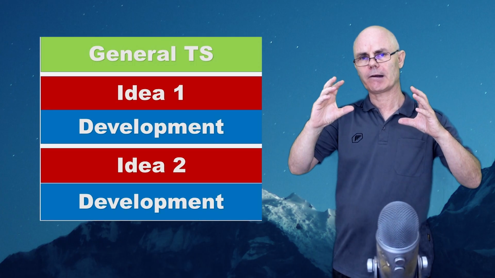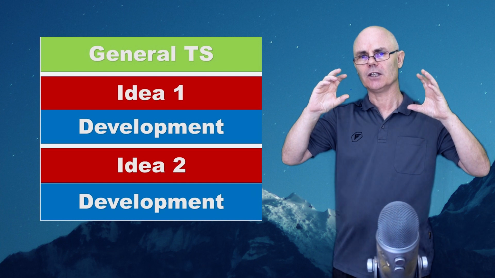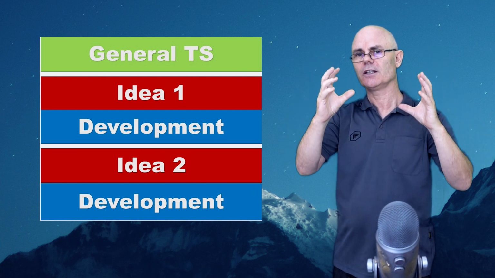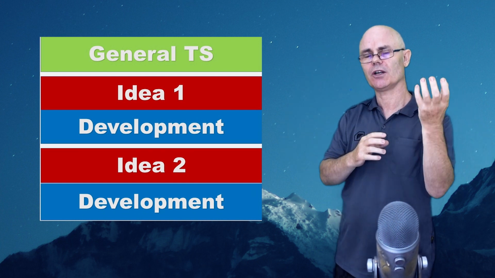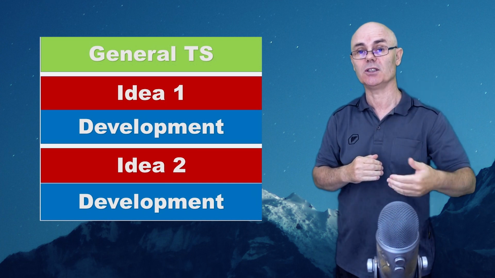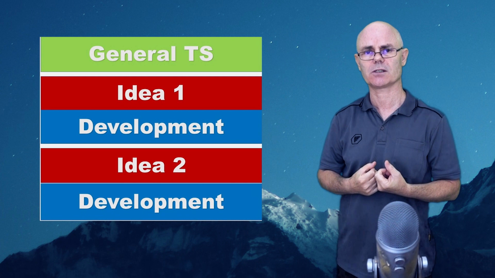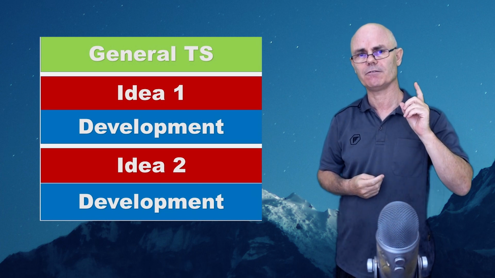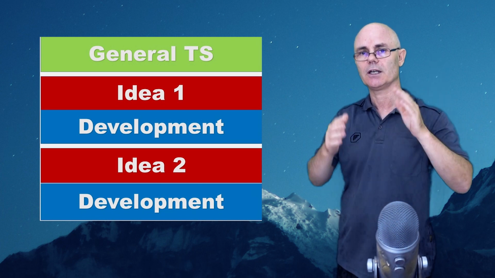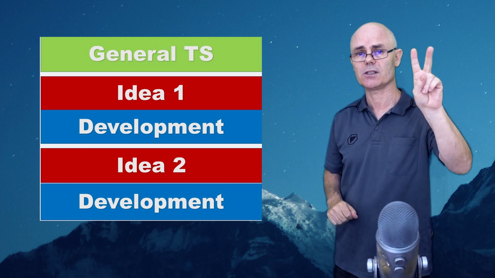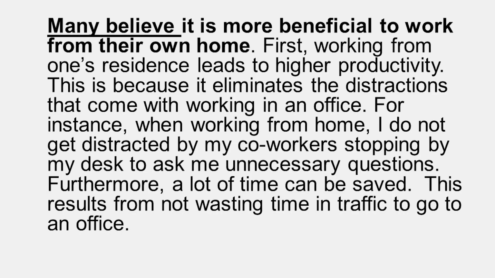For my body paragraphs, I'm going to have a general topic sentence that introduces which side of the argument I'm going to be discussing, which group of people I'm going to be discussing. Then I'm going to have my first idea and develop it, and then my second idea, develop it. Let's start with the topic sentence. Many believe it is more beneficial to work from their own home.